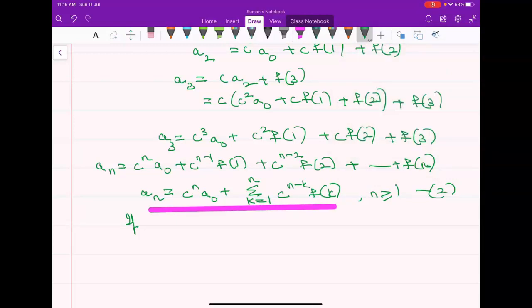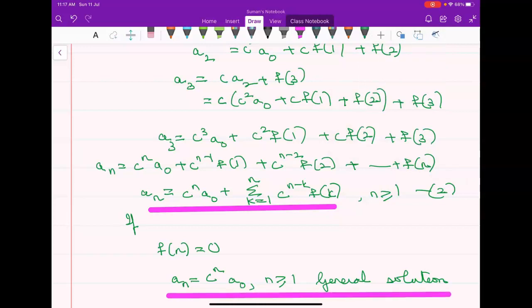What happens if f of n equal to 0? If f of n equal to 0, then we get a_n equal to c raised to n a0 for n greater than or equal to 1. This is called the general solution of a homogeneous recurrence relation.